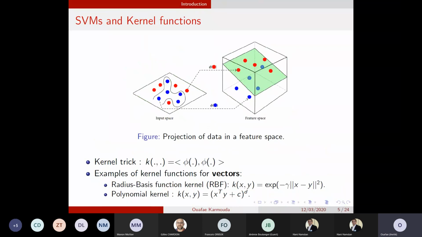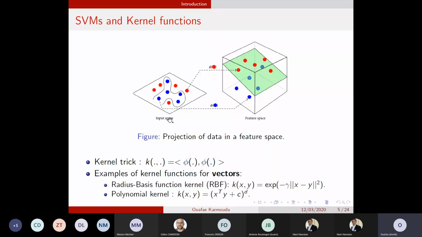But unfortunately, in the real world, not all the data sets are linearly separable. This is the case of this example where this data set is not linearly separable because we can't find a hyperplane that can separate the blue points from the red points. So the question here is, can we still use support vector machines to solve this classification problem? Well, the answer is yes, by the means of what we call the kernel methods.